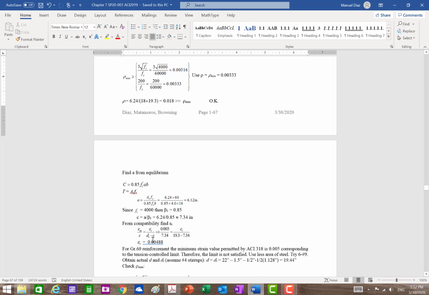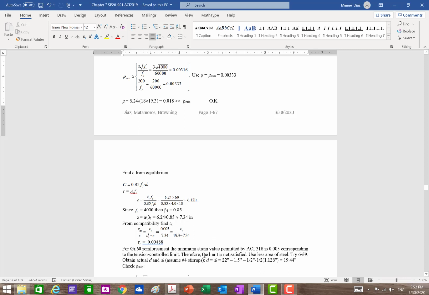There we go, 0.0048. For grade 60 reinforcement, the minimum is 0.005 to be tension controlled. Therefore, the limit here has not been satisfied. So that's the problem when you work at the extremes, right? A little deviation and you can be off because you're at the extreme. This one is pretty close, but didn't quite work.